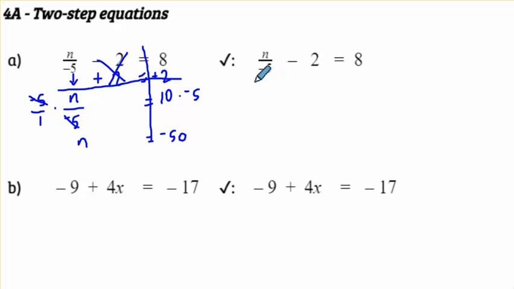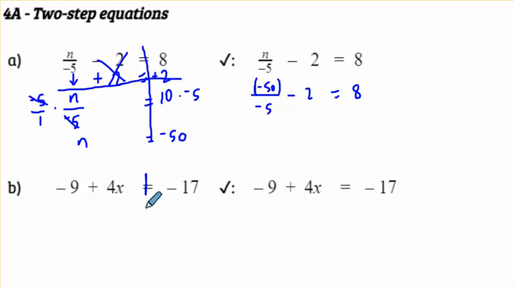For our check, we plug in parentheses instead of n, -50. And then everything else comes down: the division, the -5, the minus, the 2, the equals, and the 8. And now order of operations, we would divide first and then subtract, and we should wind up with a true statement. I will let you do the rest of the check yourself.